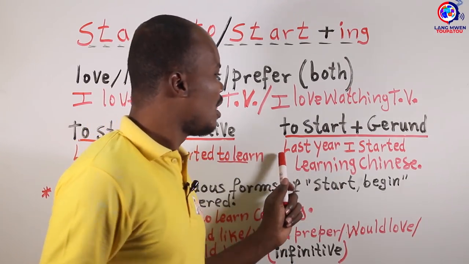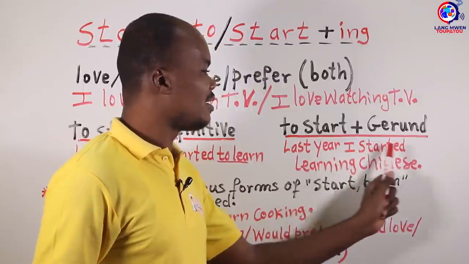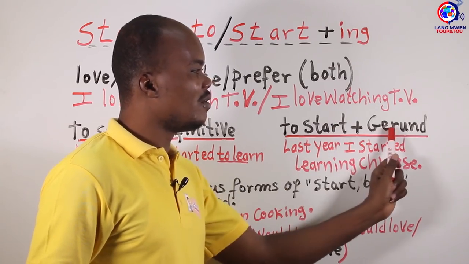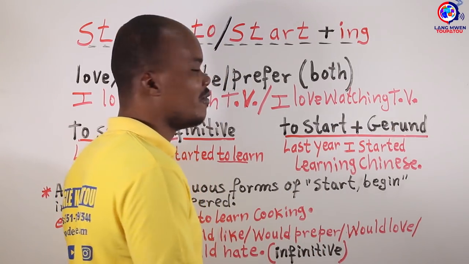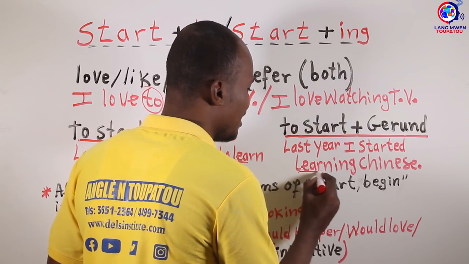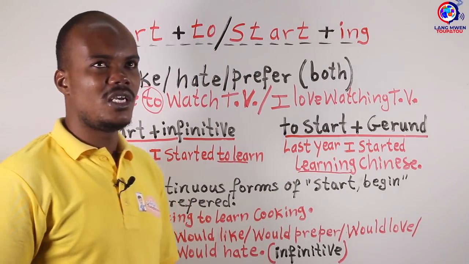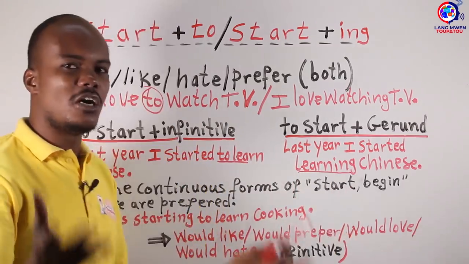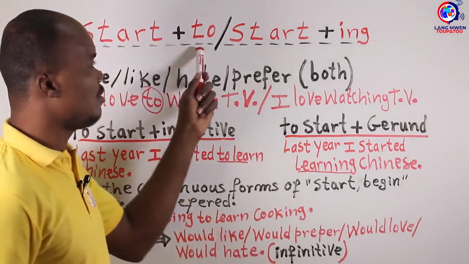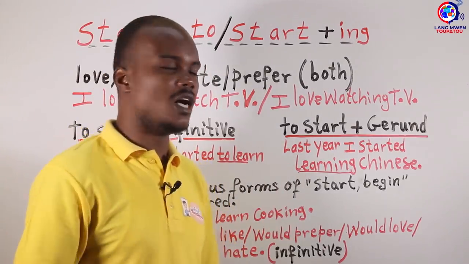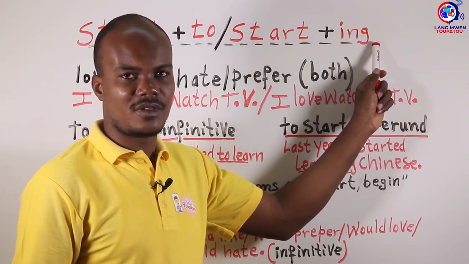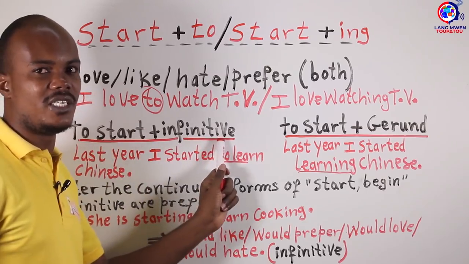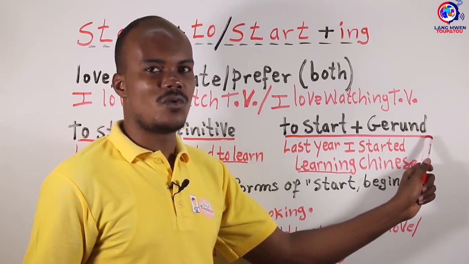Let me show you. Last year, I started learning Chinese. What do you see? After started, we have gerund. And gerund is when the verb gets ing. C'est lorsque le verbe après ing, là, il y aurait les ça gérondif. So, you can use the verb to start with to, and you can use the verb to start plus verb plus ing. That means you can use the verb to start. After to start, you use infinitive. And after to start, you can use gerund.